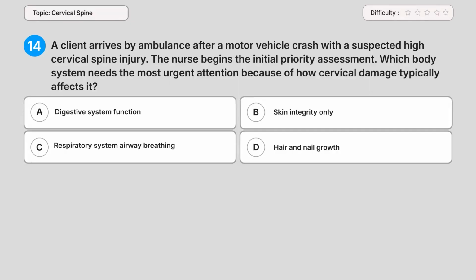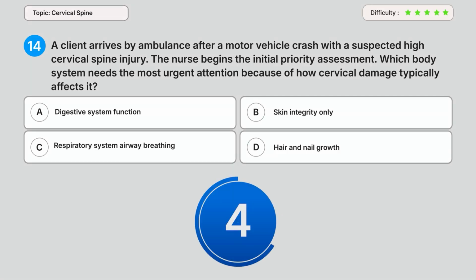14. A client arrives by ambulance after a motor vehicle crash with a suspected high cervical spine injury. The nurse begins the initial priority assessment. Which body system needs the most urgent attention because of how cervical damage typically affects it? A. Digestive system function. B. Skin integrity only. C. Respiratory system airway breathing. D. Hair and nail growth. Do you know the answer?